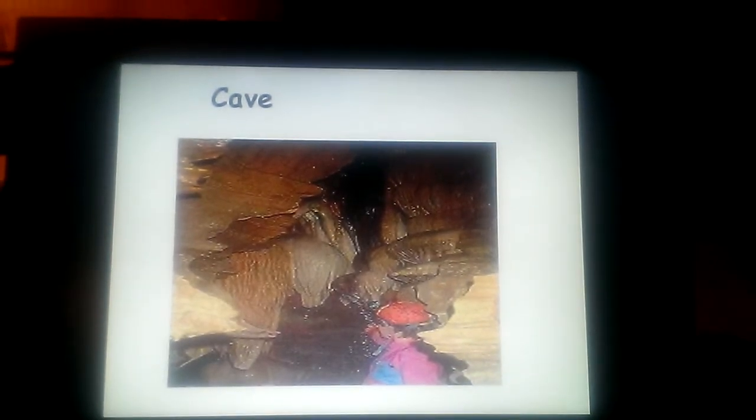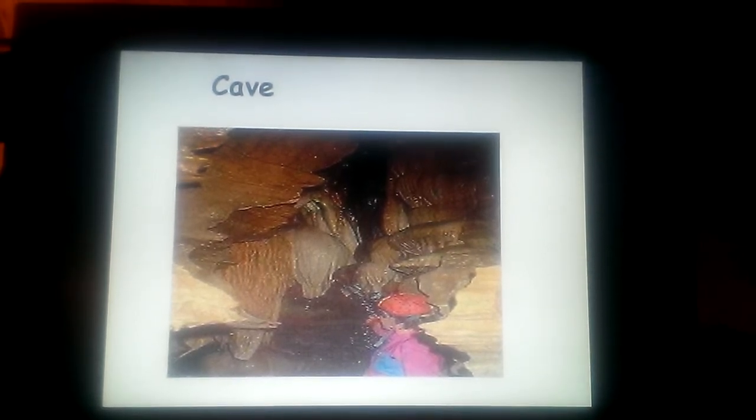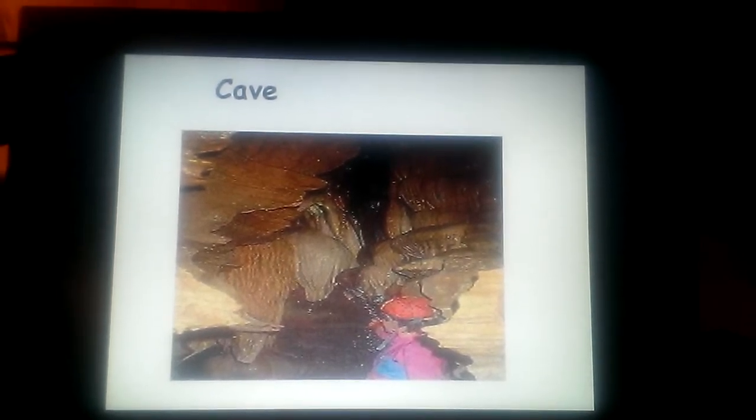So just keep in mind as you're reviewing, you want to make sure that you go over karst topography, porosity and permeability, your vocabulary words, and you want to take a look at your two types of aquifers and start reviewing those for the tests.